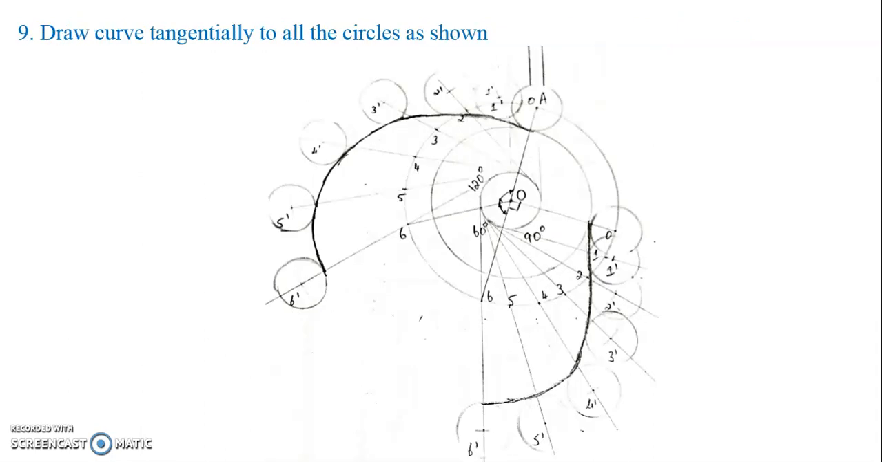Then point number 9, draw a curve tangentially to all the circles as shown. Okay, so draw a smooth curve. Draw a smooth curve tangentially to all the circles as shown in the figure, in the angle of rise as well as in the angle of fall region.